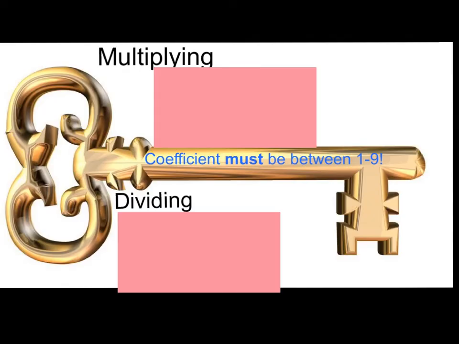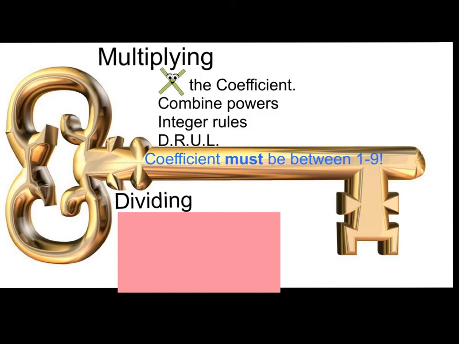So going through some of the keys in what we're looking at for multiplying, we want to make sure we multiply the coefficient. We want to combine the powers. When we do that, remember the integer rules come into play. With our rule of Joule, that is for when the coefficient is not between 1 and 9.